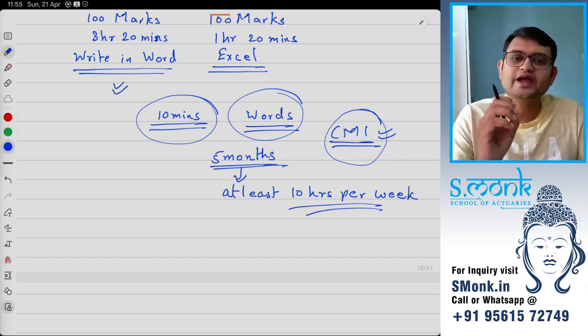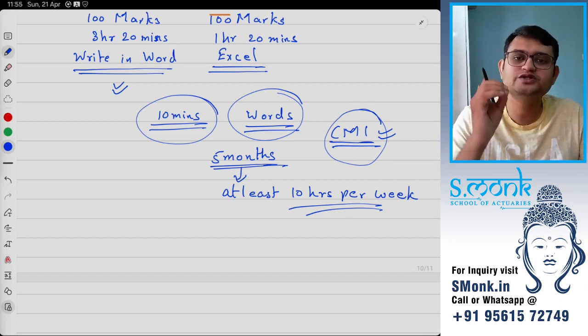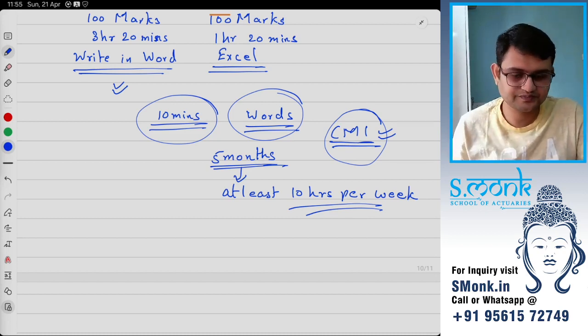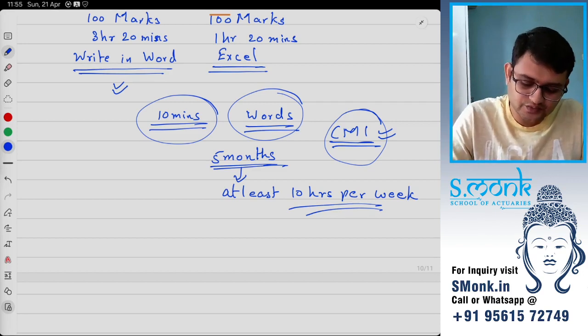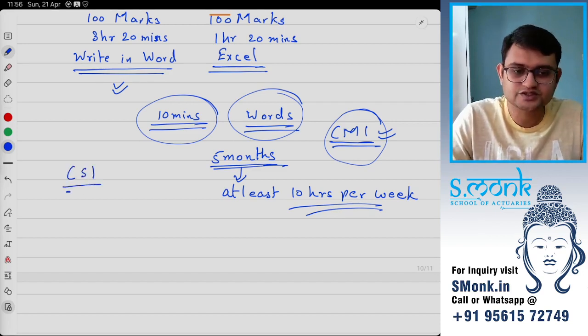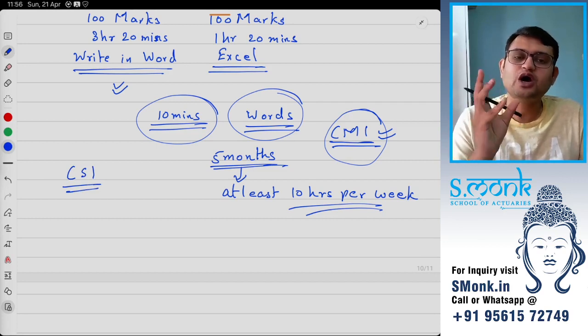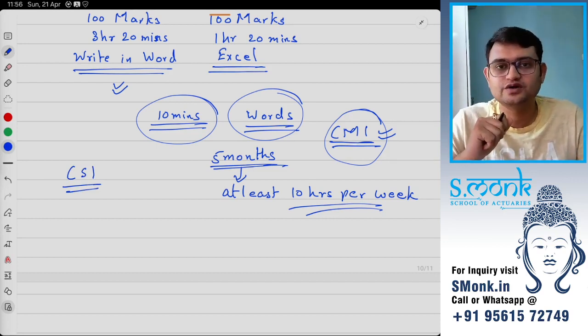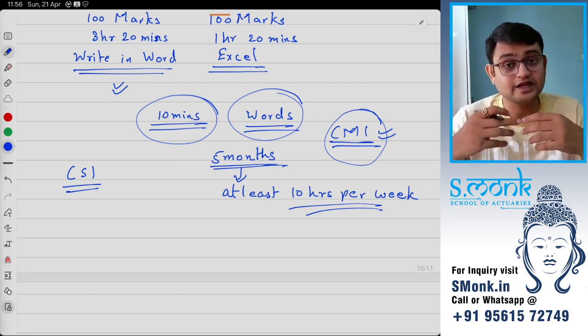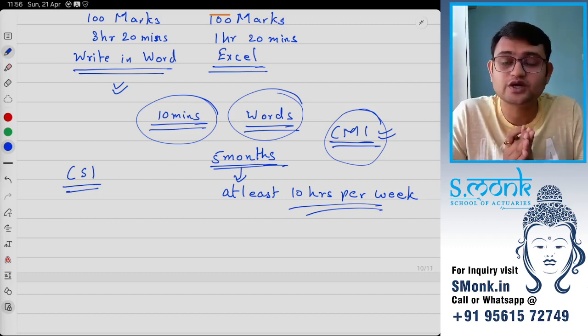Okay, but you get an idea about how the insurance world will work in CM1. CS1 is all about basic statistics. So we don't get an idea about how the insurance world will work. It's just statistics, and I love statistics. I love CS1 a lot.